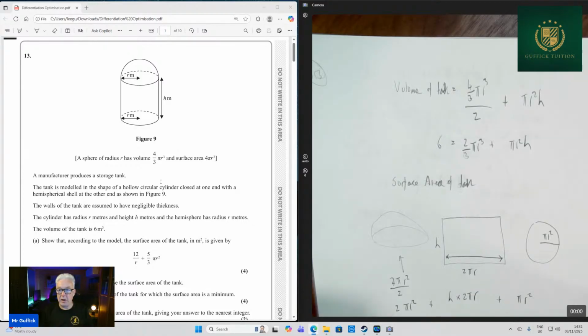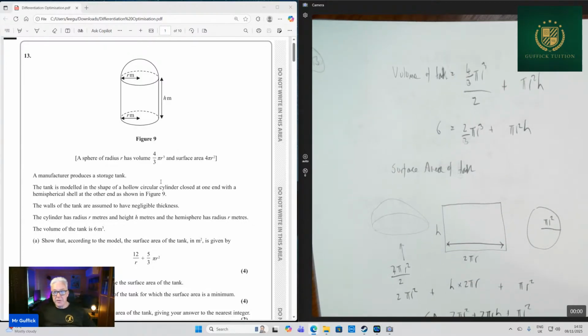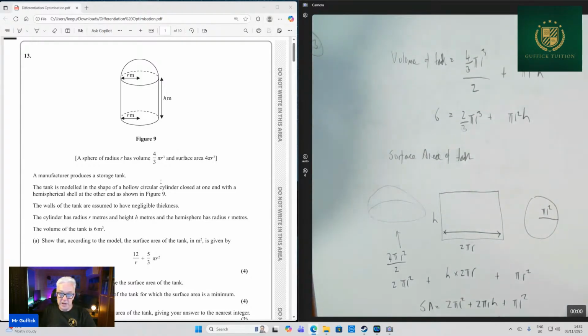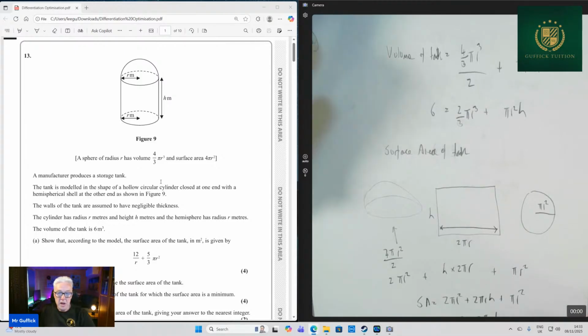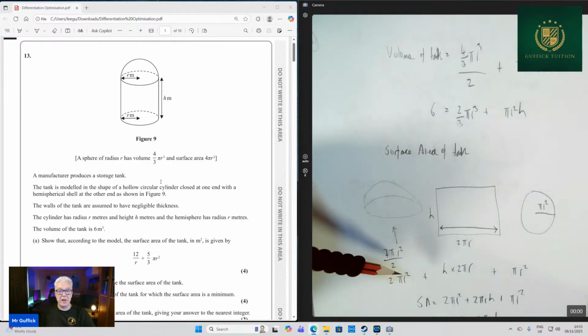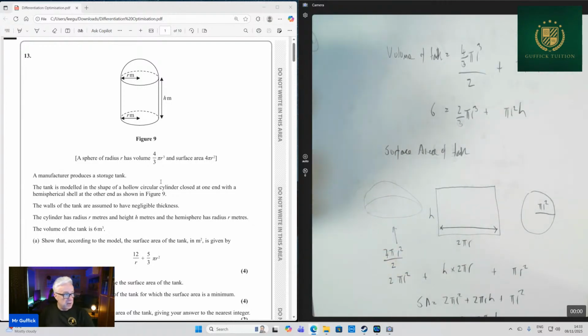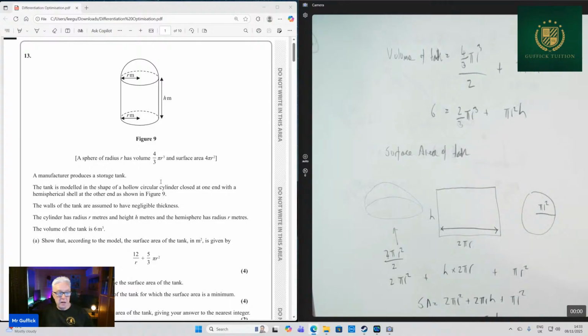For questions of this type, they're all the same. You need to start off by finding an expression for the volume of the tank, and then an expression for the surface area of the tank. Then we end up substituting one equation into the other in order to find the expression they're asking for. So I've started this question by finding an expression for the volume of this tank.